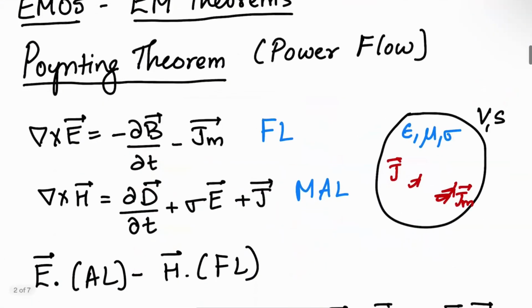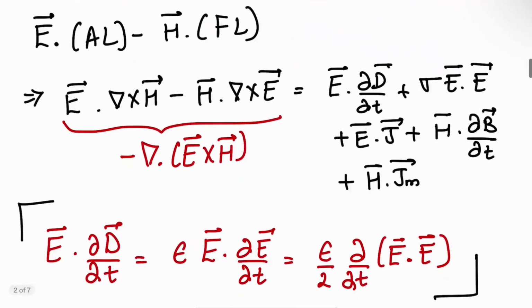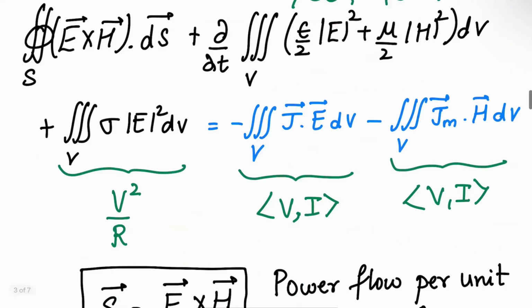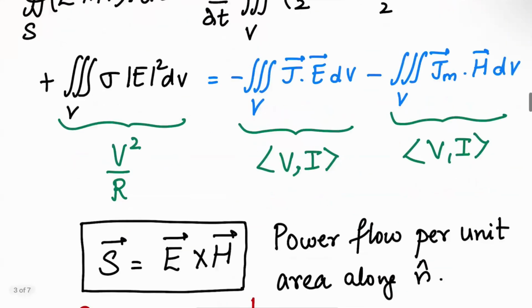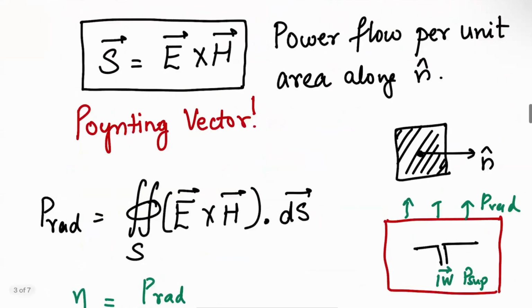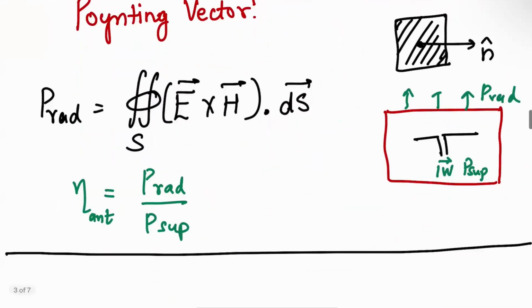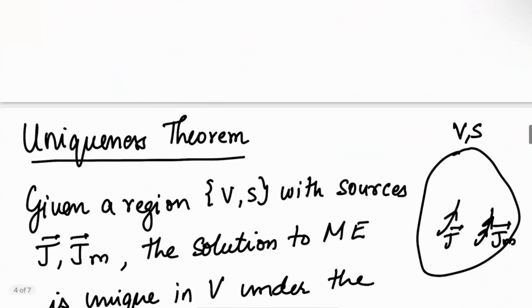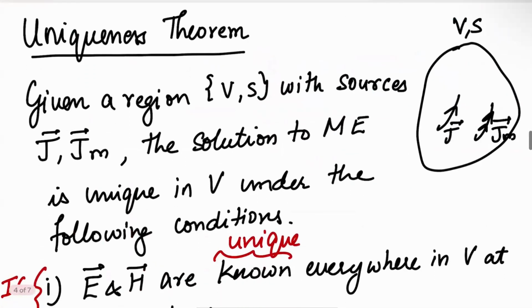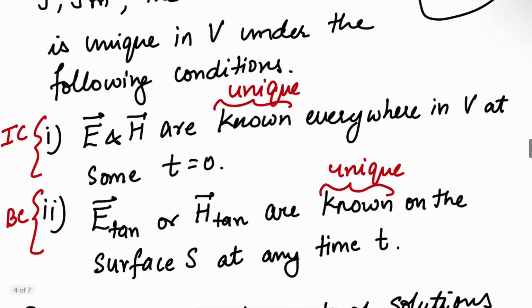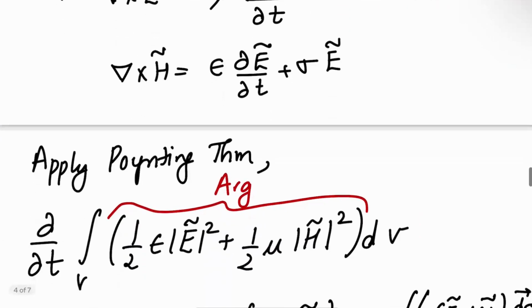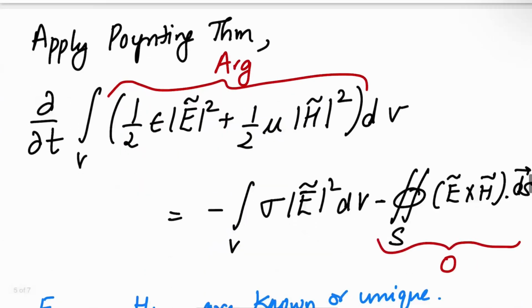Let's quickly recap what we did today. So we started with Poynting theorem, and we showed that from Maxwell's equations, you can derive an expression from which the only valid interpretation for a term E cross H is the amount of power flowing through a given surface, and we call that the Poynting vector. And we said that it's nothing but the power flow per unit area along n hat. And then we developed the uniqueness theorem. It says that given a set of sources, the fields are unique under the conditions that the boundary fields are known and the initial fields are known.